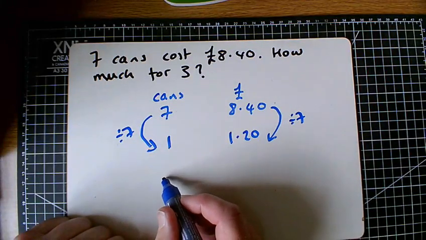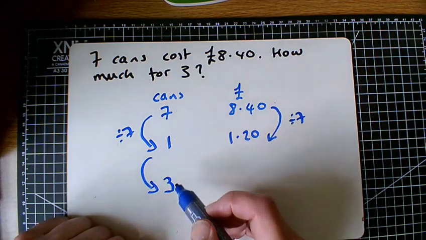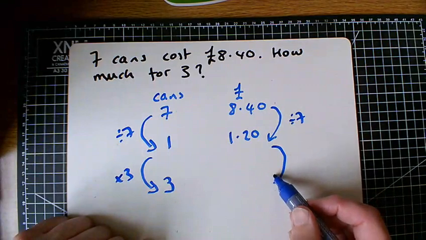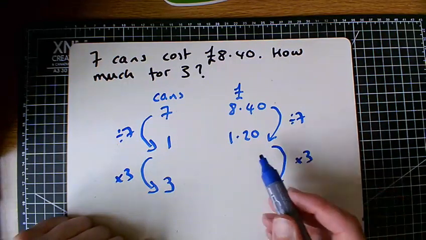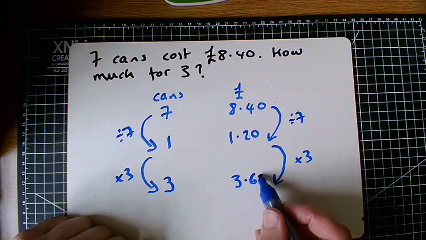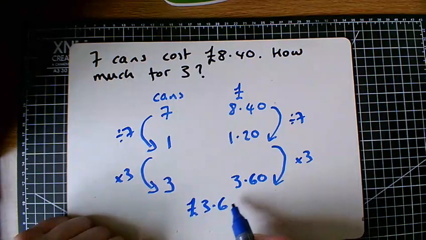I want to find out how much 3 cans cost. So to get from 1 can to 3 cans, I need to multiply by 3. So I need to multiply £1.20 by 3 to get me £3.60. So it would cost £3.60.